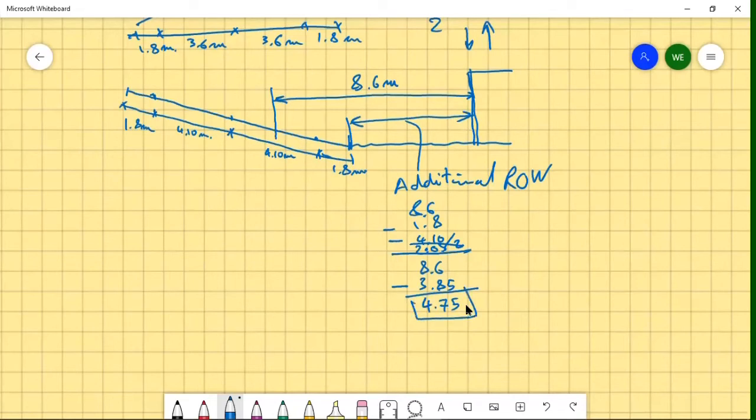So this is going to be 4.75 meters. So we need an additional 4.75 meters in order to have a clear horizontal offset for the drivers and to avoid any accidents and stuff like that. Any questions so far?